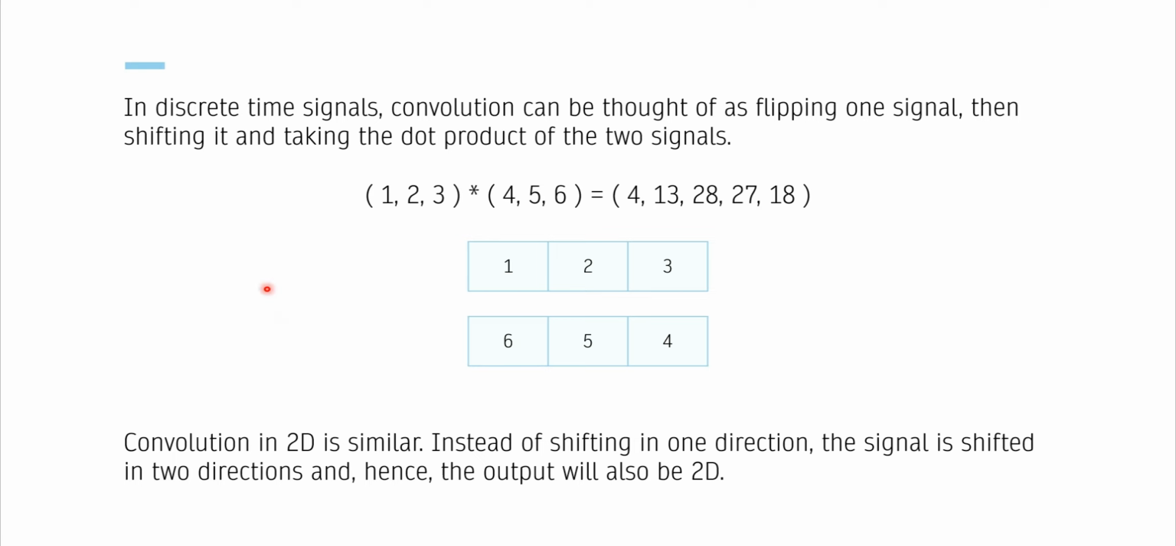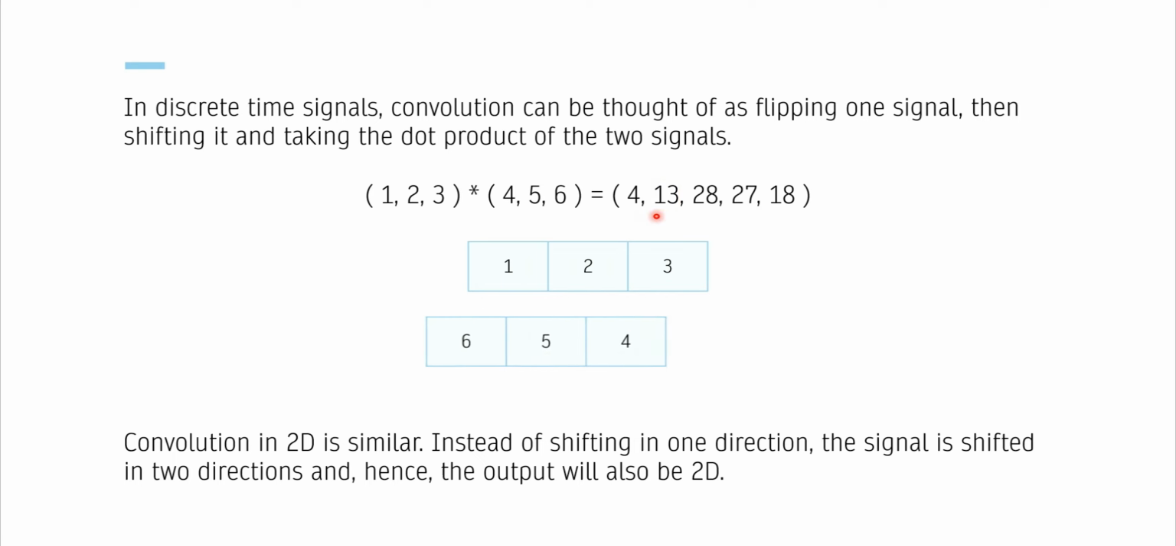For example, let's take a look at what will be the convolution of two signals 1, 2, 3 and 4, 5, 6. So let's flip the second signal: 4, 5, 6. We'll then shift the second signal and we'll multiply the corresponding terms. 1 times 4 will give 4. We'll then shift it and then we'll multiply and add each term. 1 times 5 plus 2 times 4 will give 13.